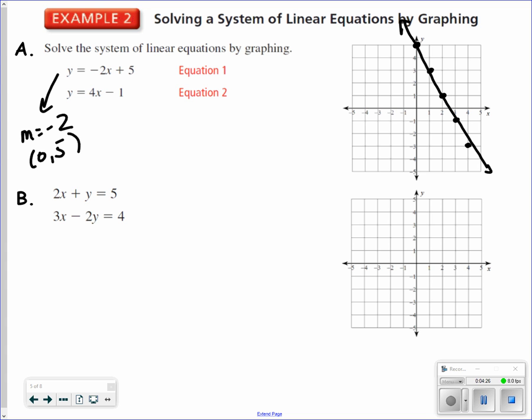So I'm going to graph the line, and I'm going to try to be as neat as I can, because ultimately I have a second line that I need to graph, and I'm going to do this one in a different color here. Slope of 4, y-intercept at (0, -1). So -1 with a slope of 4.